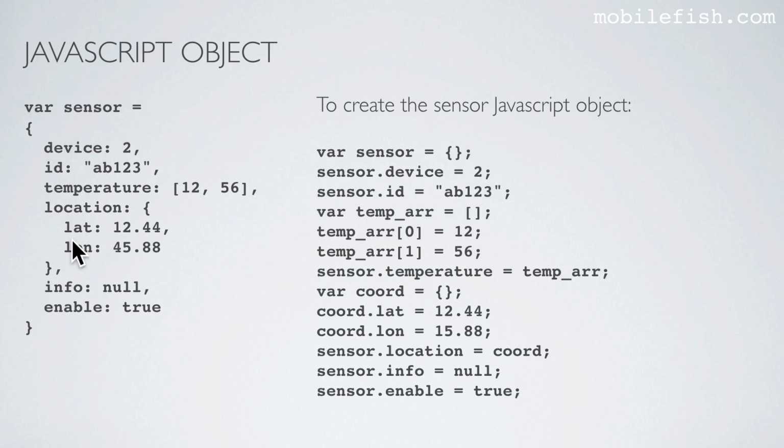To create this sensor JavaScript object, first you create an empty JavaScript object and just add the keywords device, and assign the value. To assign an array, first create an empty array and assign separate values to this array, and assign the array to the JavaScript object key, in this case temperature. To create this JavaScript object, create an empty JavaScript object, assign the value to the JavaScript object key.